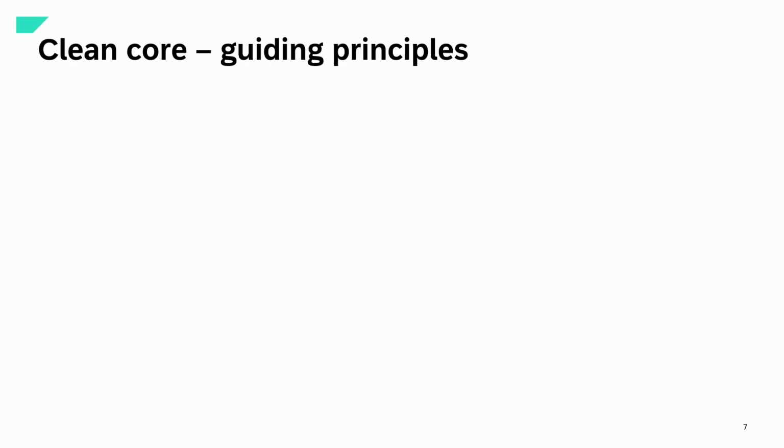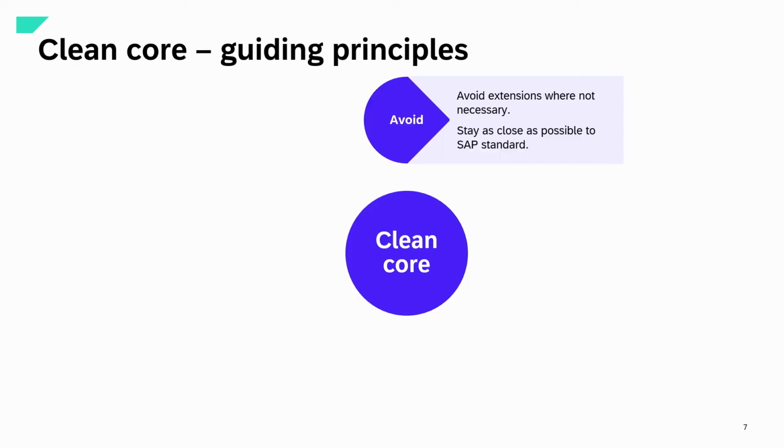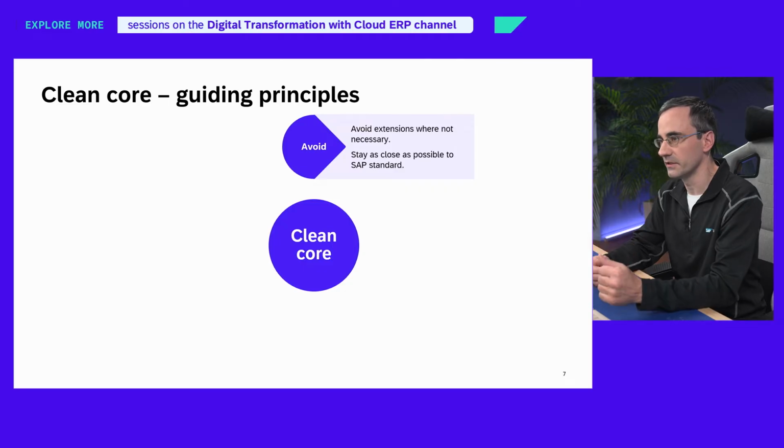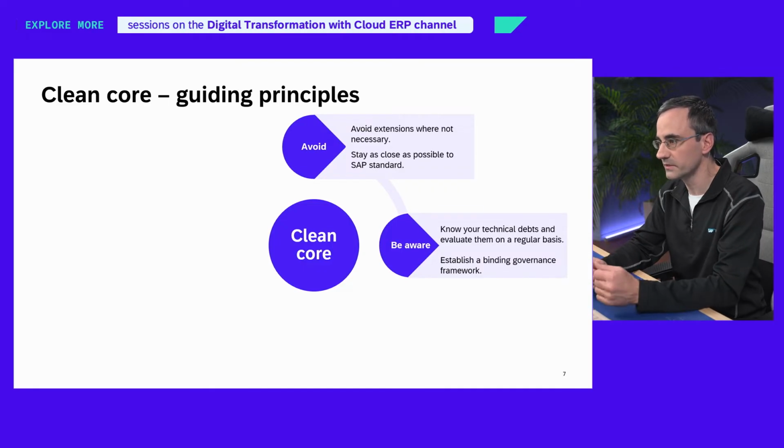So there are several guiding principles for Clean Core, starting with avoid: avoid whatever is not necessary and does not bring any benefit or value to your business. This might be extensions, talking about one dimension of Clean Core, but also avoiding unnecessary data growth. Avoid whatever is not necessary. Next one is be aware.